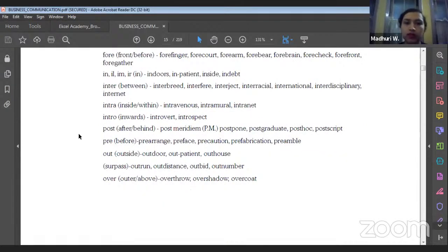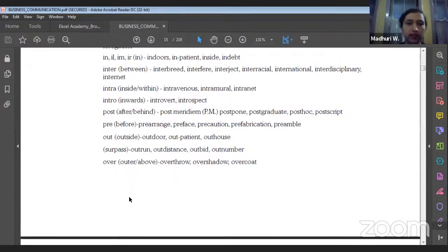Then let's take a look at post, right? Post means after or behind, like to postpone, a postgraduate, a postdoctorate. Post meridian, okay? Pre is before, like prearrange, preface, precaution, preamble. Surpass is to outrun, for example, right? So out: outdoor, outpatient, outhouse, or outrun to surpass something. Outdistance, outbid, outnumber. Over is like outer or above. Overthrow, overshadow, overcoat, for instance.